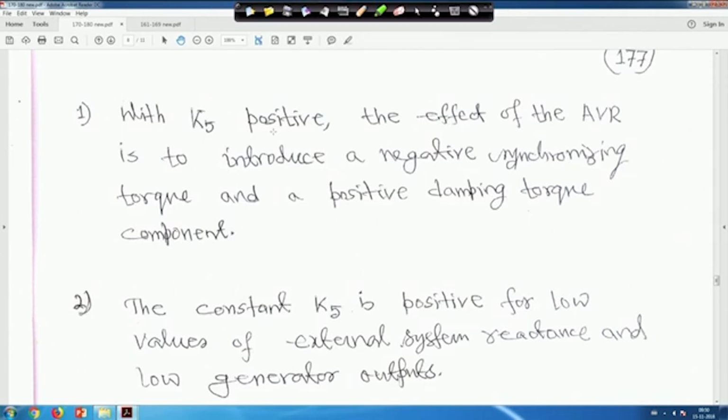You try with plus 0.12 and see whether whatever has been mentioned here is matching or not. So, with K phi positive, the effect of AVR is to introduce a negative synchronizing torque and a positive damping torque component, just the opposite. We saw that it was some constant into delta delta minus some constant into j delta delta, but if you take a positive value, it will be minus into minus some coefficient into delta delta plus some positive constant into j delta delta. You do this for K phi equal to plus 0.212.